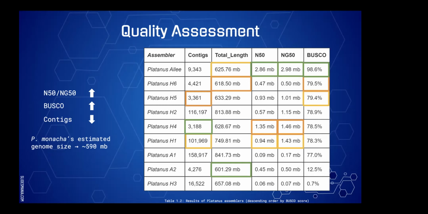Taking a look at its N50 and NG50, we can see that it was the least fragmented of all the assemblers and had the most functional completeness in terms of genes, given its 98.6% BUSCO score. And although the number of contiguous sequences isn't as low as we would hope, and the total length isn't as close to the estimated genome size of P. monacha as, say, Platanis A2, it is still a strong candidate for a high quality genome assembly, especially indicated by its high BUSCO score.